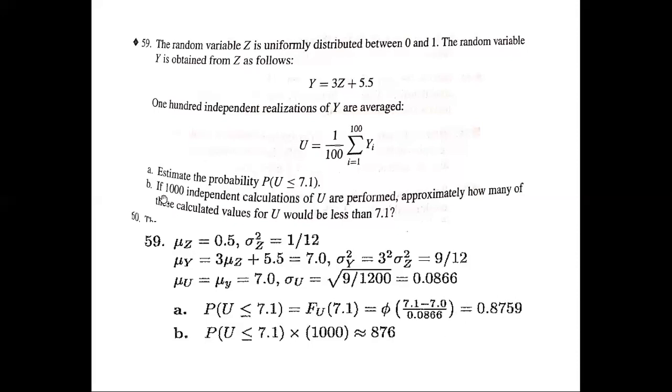Now, the second one he's asking is: 1,000 independent calculations of u are performed. Approximately how many of these calculated values for u would be less than 7.1? That will be straightforward. The value here should be multiplied by 1,000, and that will give us 876. So the result will be just 1,000 times the value of the characteristic function. Okay, if you have any doubts, you can ask.